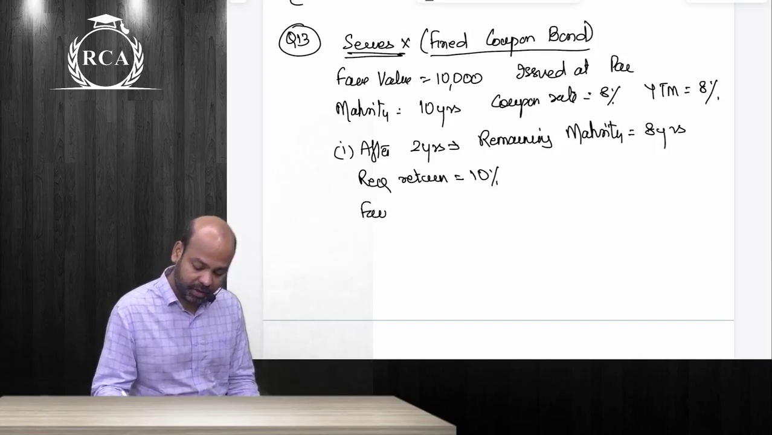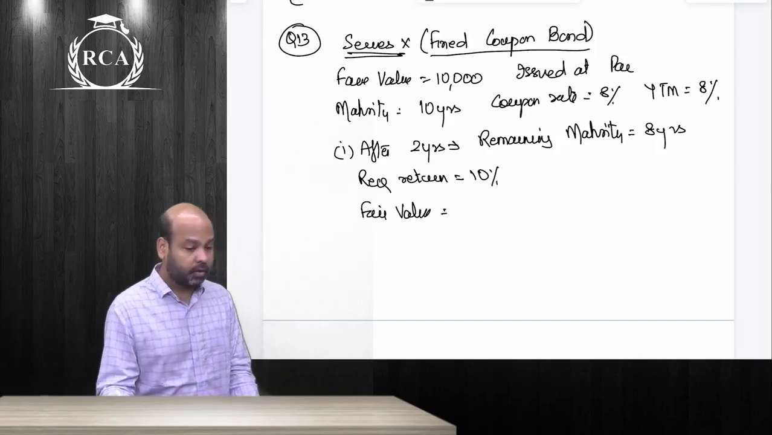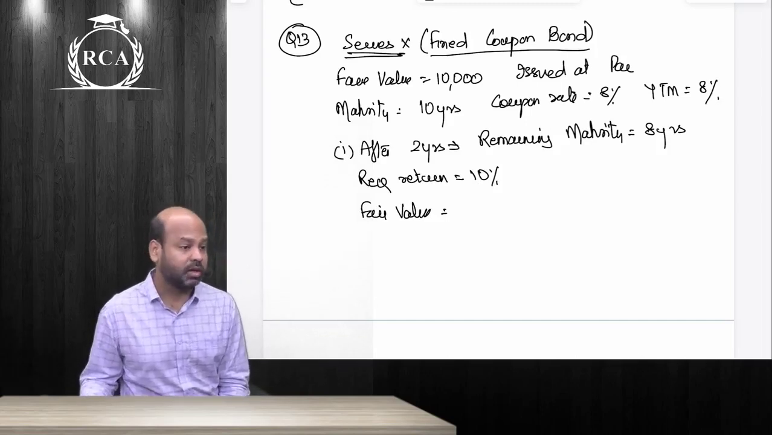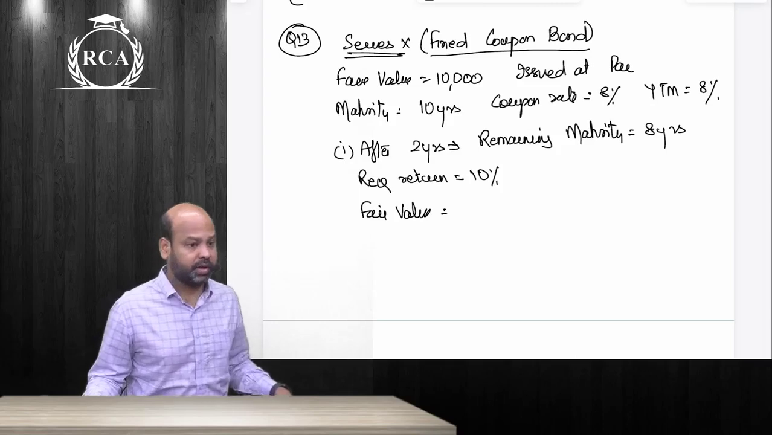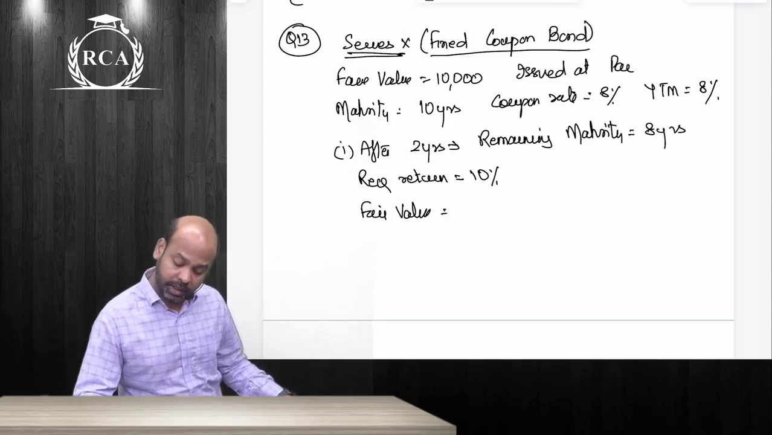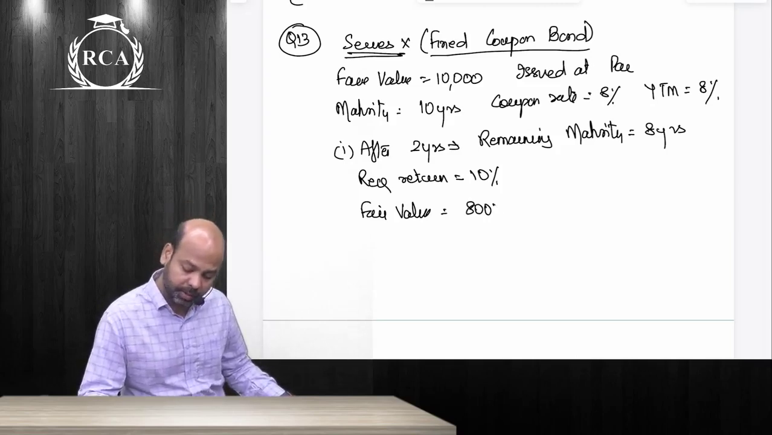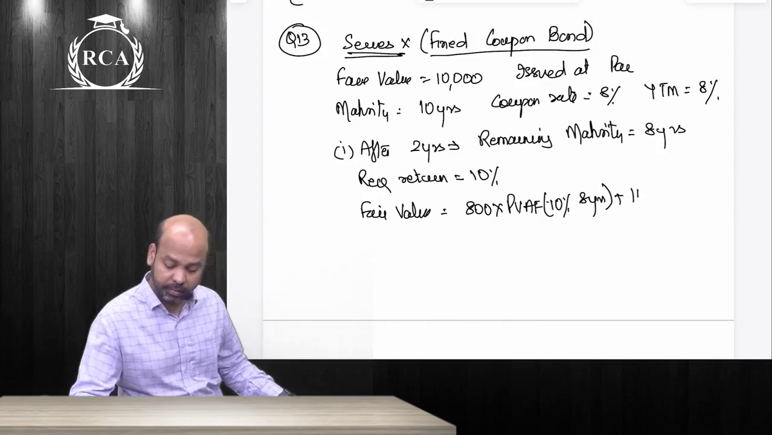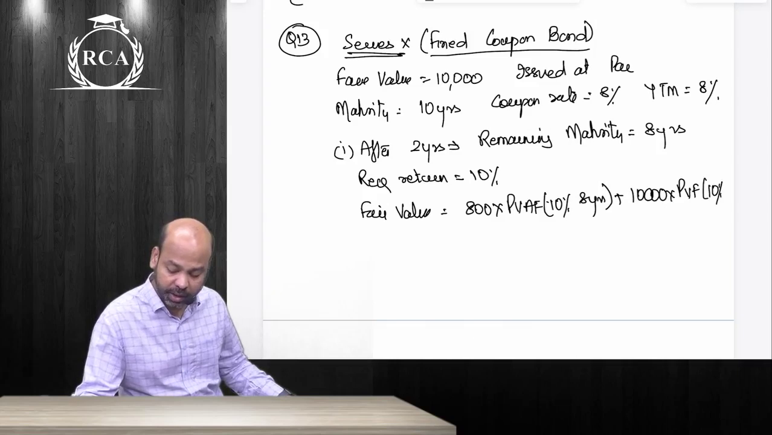So the fair value will be, you will have to discount all the future cash flows at a return of 10%. So that would be 800 rupees multiplied by PVAF at 10% for 8 years, plus 10,000 into present value factor at 10% for the 8th year.